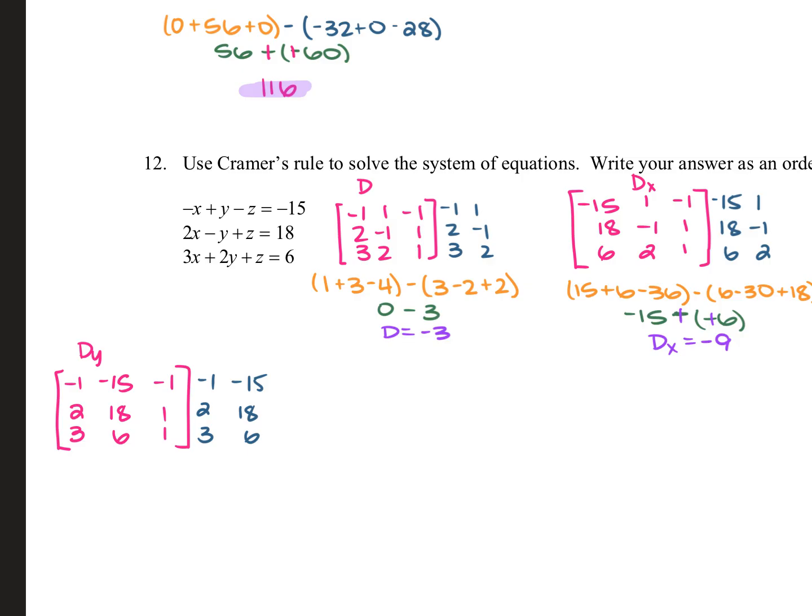Multiply from top to bottom. Negative 1 times 18 times 1 is negative 18. Negative 15 times 1 times 3 is negative 45. Negative 1 times 2 times 6 is negative 12. From bottom to top, 3 times 18 times negative 1 is negative 54. 6 times 1 times negative 1 is negative 6. And 1 times 2 times negative 15 is negative 30. This then simplifies, giving us negative 75 minus negative 90, which means D sub Y is 15.